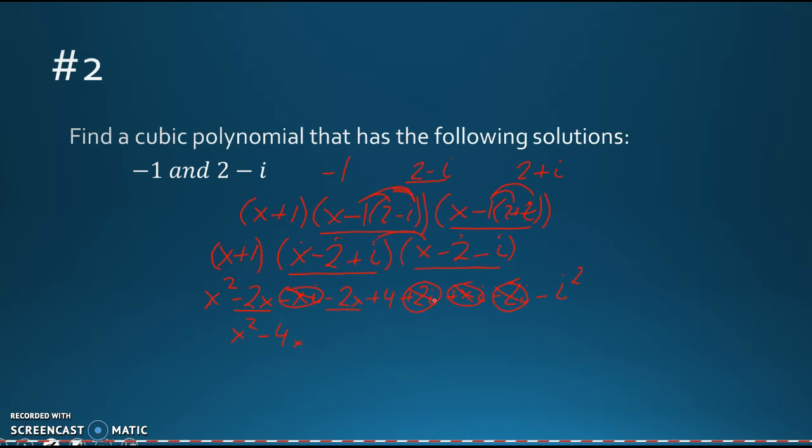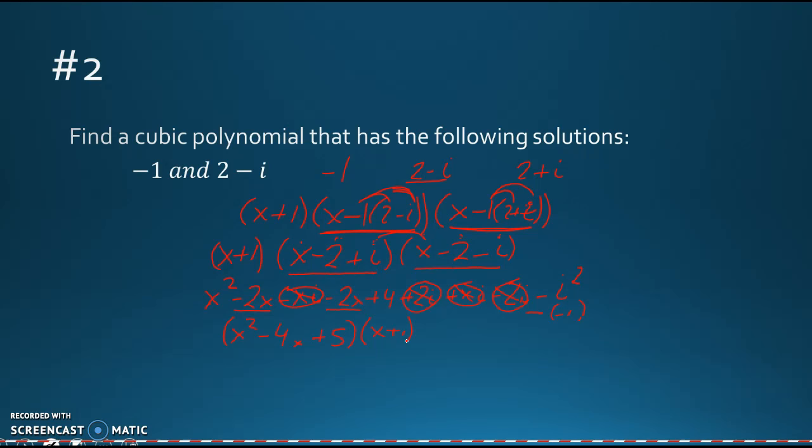And then I have a positive 4 and a negative i squared. Well, i squared is negative 1, so that's positive 1. And positive 1 plus 4 is positive 5. So when I multiply these two terms out, I get x squared minus 4x plus 5. And I'm still going to have to multiply that times my first term, which is x plus 1.